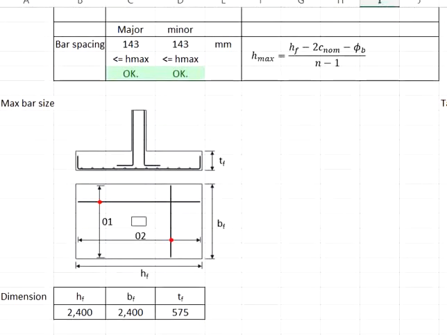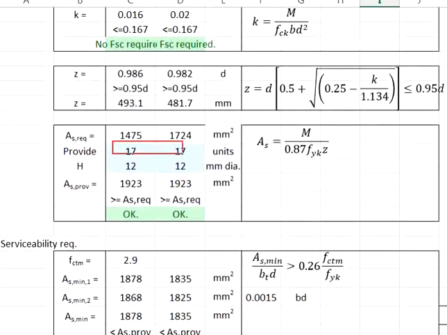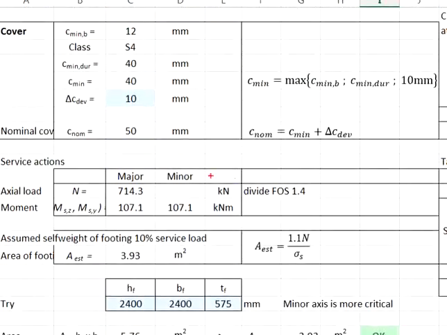Next, we need to calculate the actual spacing. This is calculated by having the width of the pad footing minus 2 sides of the cover minus half of the bar size. That gives you the distance from the first bar to the last bar, center to center, divided by the total number of bars minus 1. In this case, we are providing 17 units of the bar in both directions. The width of the pad footing is 2.4 meters, also in both directions. The concrete cover is calculated as 50.